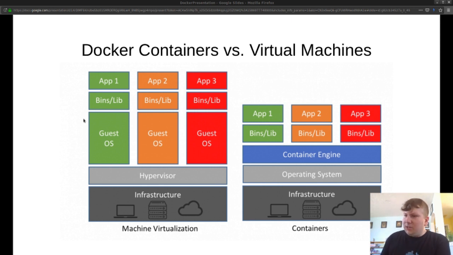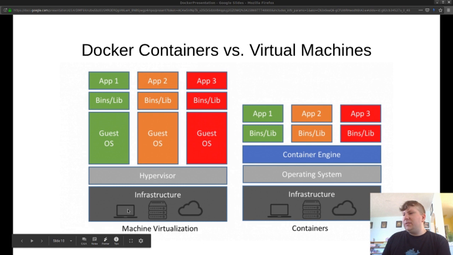So I'm just going to move the mouse over here. I hope you guys can see this. Right at the bottom in our example, we've got an example of machine virtualization, and that's running on some generic physical infrastructure. That could be your laptop or desktop. It could be a big, complicated rack of servers, or it could be cloud infrastructure, like Azure or AWS or whatever service provider in the cloud.